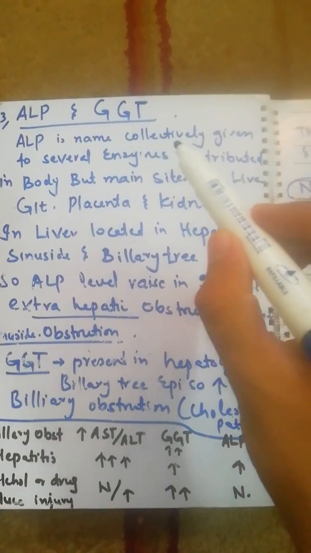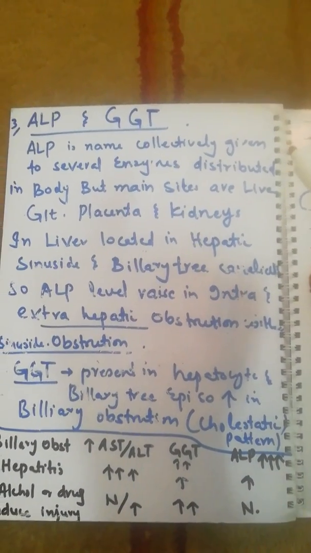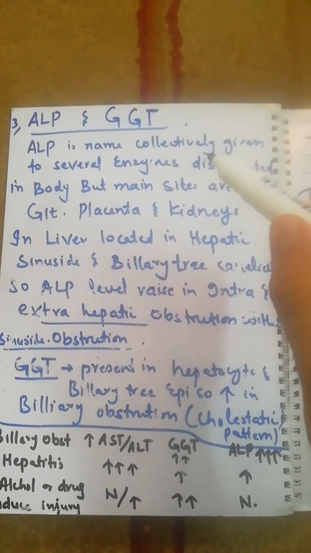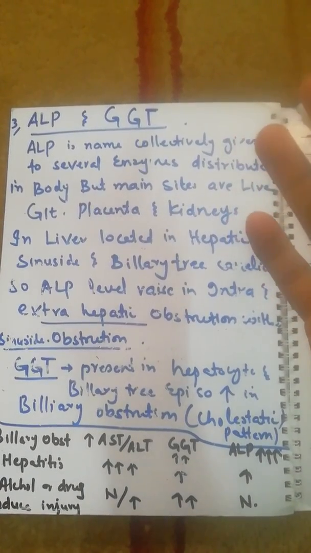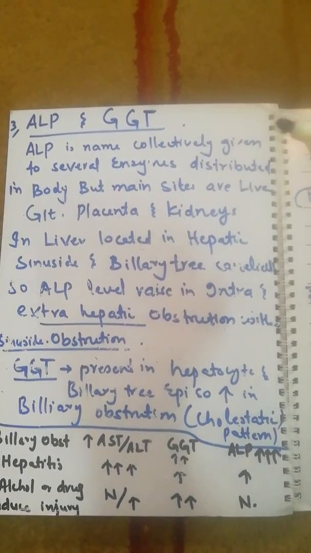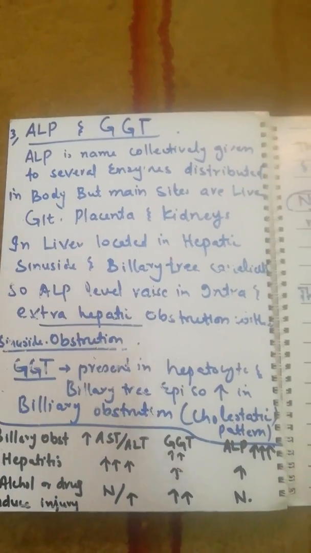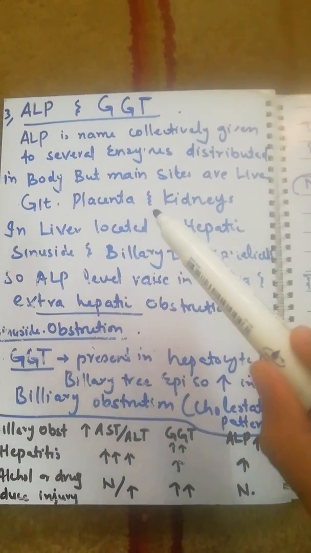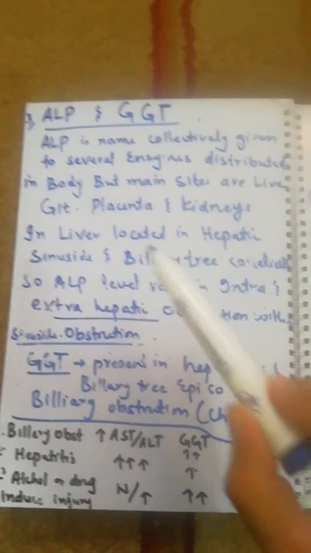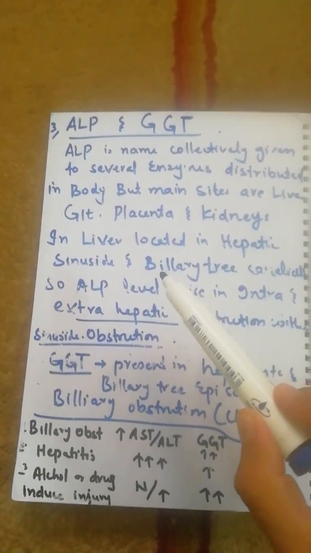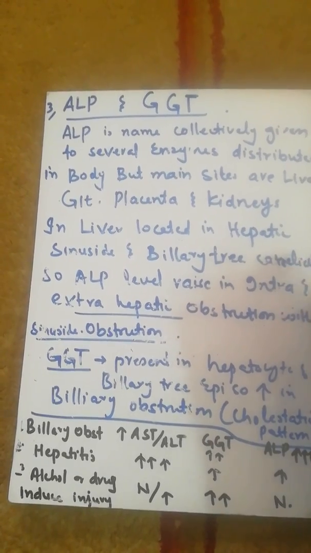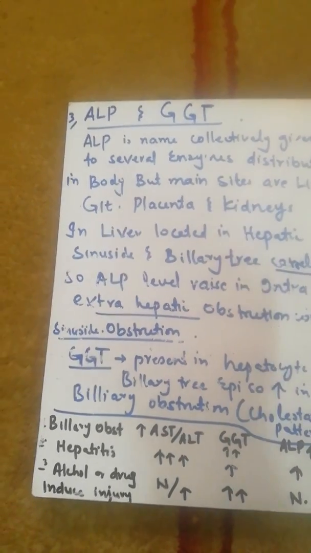Now the third one is alkaline phosphatase and gamma glutamyl transferase. Alkaline phosphatase (ALP) is a name collectively given to several enzymes distributed in the body, but main sites are liver, bone, and placenta. These are present in other tissues of the body also, but AST and ALT are present specifically in the liver cell. These are also present in the gut, placenta, and kidney, but the main site is the liver. In the liver, it is located in the hepatic sinusoid and biliary tree canaliculi.